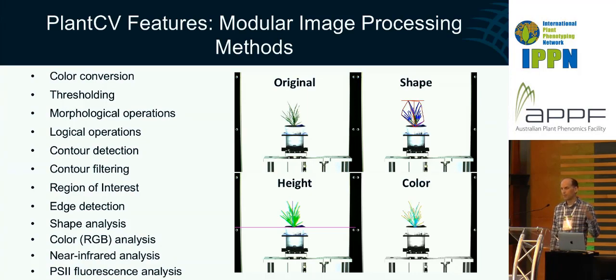I won't go through all these. We have a lot of basic image analysis methods built in, so you can do all the usual things like conversion between color spaces and thresholding and different types of measurements on color, plant height, shape, size, things like that.